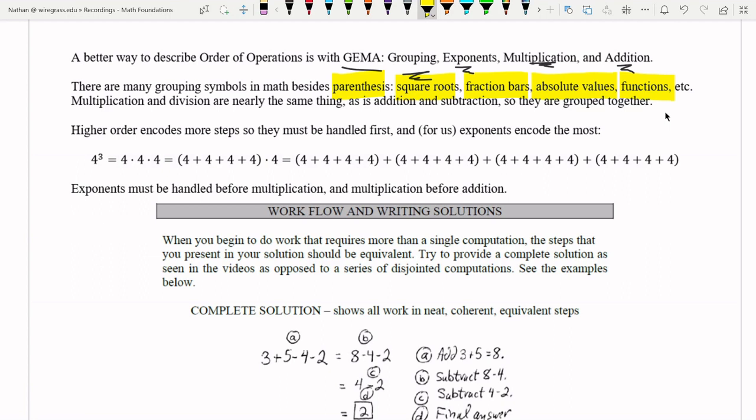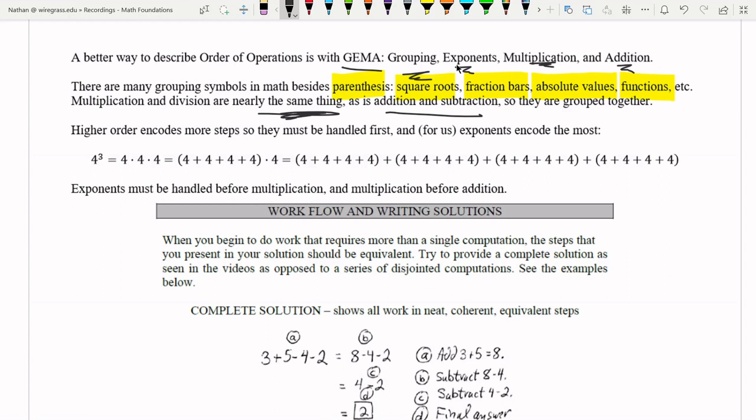And then as we can follow here, exponents is the same as PEMDAS. Multiplication and division, these two I showed you before. You can rewrite division as multiplication and vice versa. They're actually nearly the same thing. And so really they're done at the same time. You shouldn't think of multiplication and division as all that different. The same thing is true for addition and subtraction. That's why they're grouped together, multiplication and addition. So GEMA is kind of a better way of order of operations.